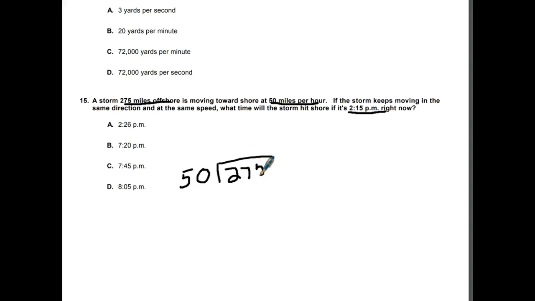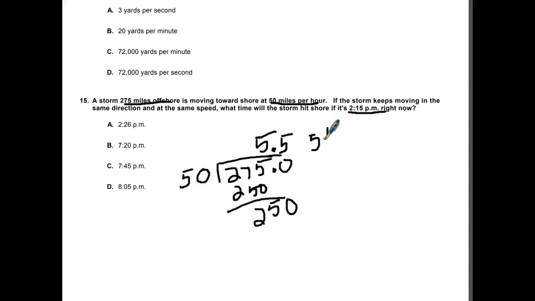Go. Okay, so there were 2 steps to this. You need to know if it's traveling 50 miles per hour, how long is it going to take to reach land? So 50 is going to go into 275. Well, 50 will go into 275 5 times, and that would be 250. Okay, I'm going to subtract. Well, 50 doesn't go into 25. So I have 2 choices here. I can either write this as a fraction, or I can add a decimal point and a 0 and write it as a decimal. Okay? 50 goes into 250 5 times.